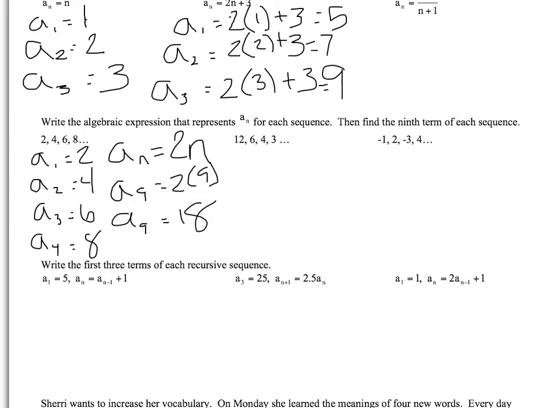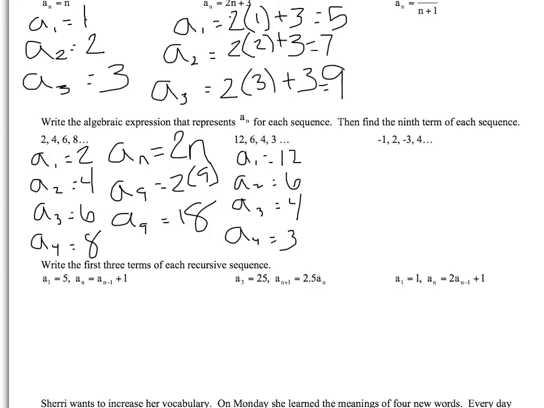We have 12, 6, 4, and 3. So again, I'm going to start writing it out. My first term is 12. My second term is 6. My third term is 4. And my fourth term is 3. Now you ask yourself, how do you get from 1 to 12? Maybe you say add 11. Can you do 2 plus 11 to get to 6? And the answer is no. Okay, maybe you say multiply by 12. 1 times 12 is 12. 2 times 12 is not 6. So that's not working.